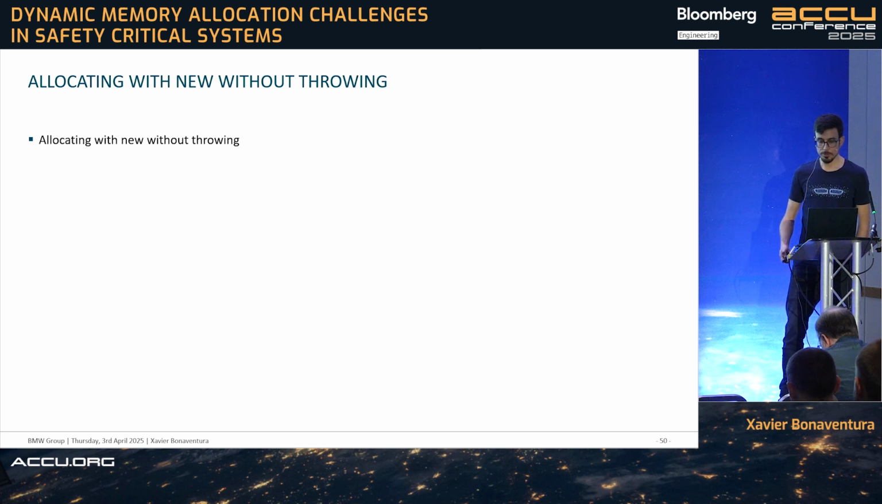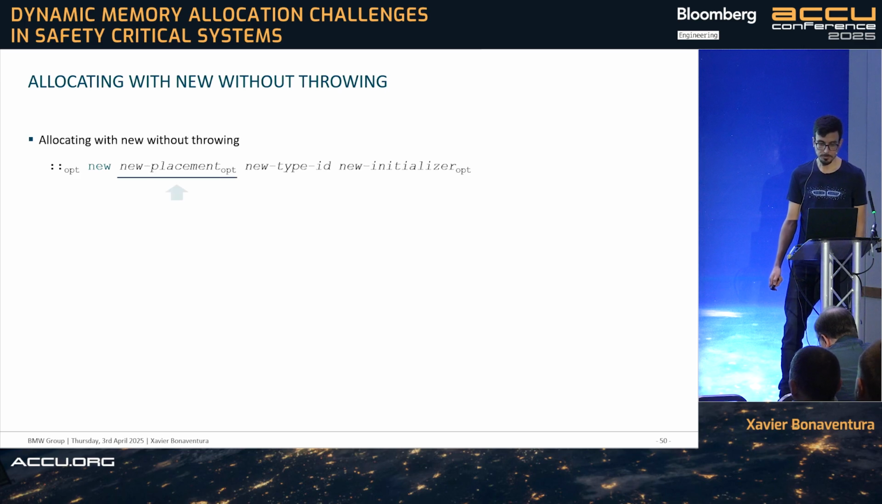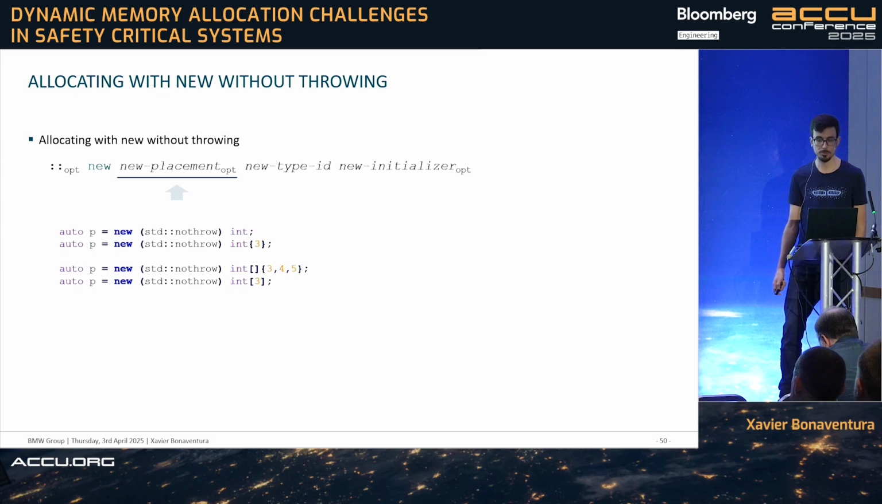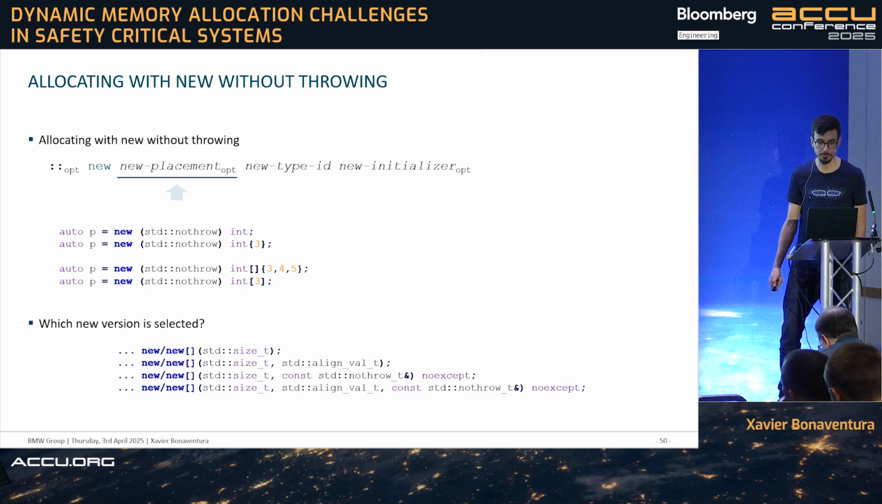We saw that before we could throw an exception, but we want to do it without throwing. For doing it without throwing, we need to use the expression with the placement new. In the placement new part, we can put std::nothrow. This is the way to indicate that we will not throw. Then which of the new versions will be selected? Any of the last two. Same reason: it's a nothrow, and it could be with alignment or without.